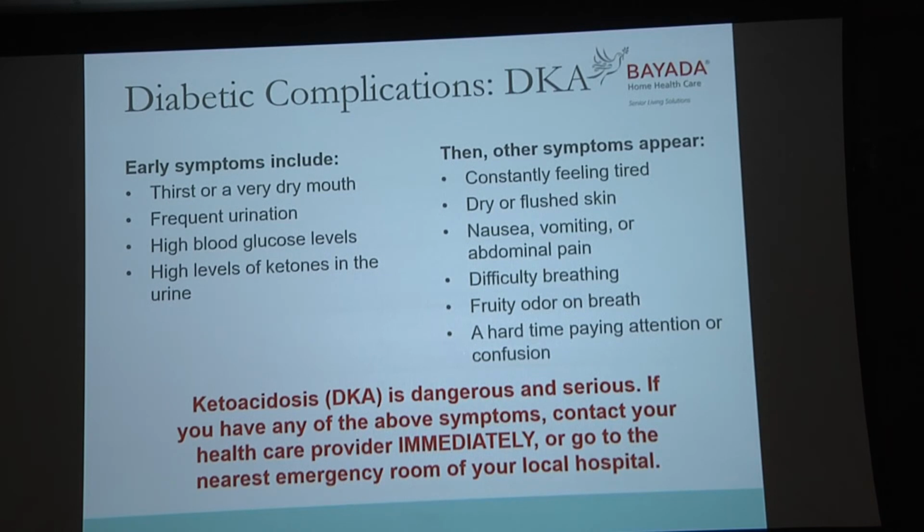So early symptoms include thirst or a very dry mouth, frequent urination, high blood glucose levels, or high levels of ketones in the urine. Then you could be constantly feeling tired or lethargic, having dry or flushed skin, nausea, vomiting, abdominal pain, difficulty breathing, a fruity odor on the breath, and a hard time paying attention or confusion. So diabetic ketoacidosis is a serious condition. If you have any of these symptoms, you'd want to contact your physician right away or go to the nearest emergency room or hospital.